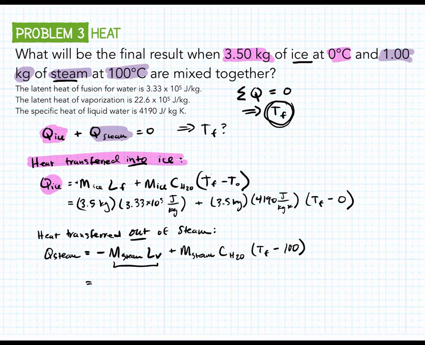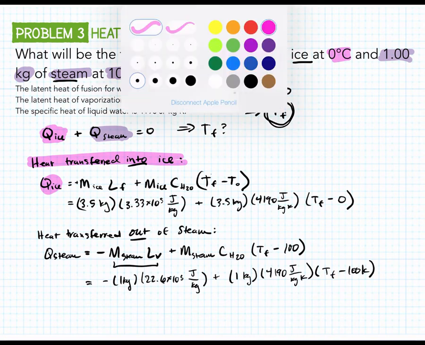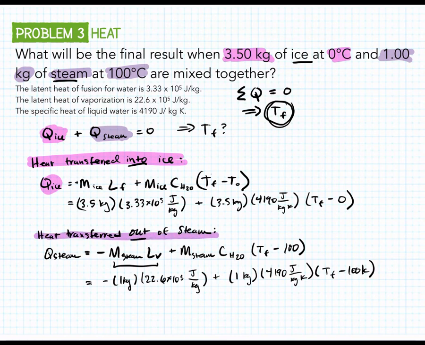We end up with -1 kilogram times 22.6 times 10 to the 5th joules per kilogram. And then this is going to be plus 1 kilogram, 4190 joules per kilogram Kelvin. And then T final minus 100 Kelvin. You're going to be like, why isn't that negative? But whatever T final is, we know it's going to be less than 100 because this can't get hotter without turning into steam. Okay, so this is our heat transferred out of the steam.